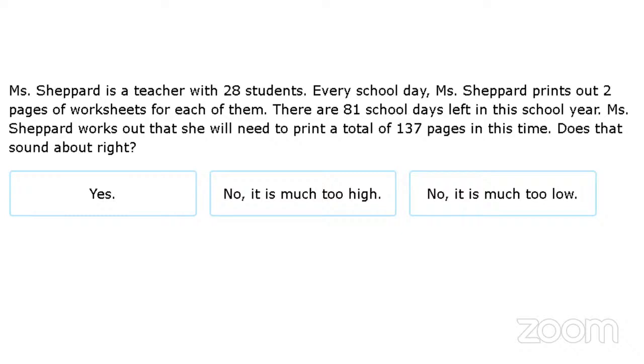There are 81 school days left in this school year. So Miss Shepherd works out that she will need to print a total of 137 pages in this time. Does that sound about right? Now, we have 3 options here. A, yes. B, no, it is much too high. C, no, it is much too low.